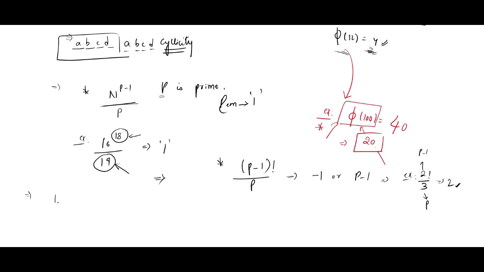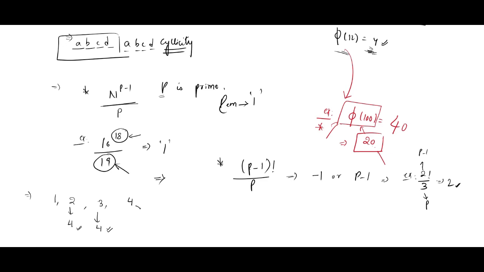So 1 power anything, you'll get 1 only. Here 2 has the cyclicity of 4, means powers repeat for every 4 numbers, for every interval of 4. Try to remember that. Similarly for 3 also, cyclicity is 4 only. For every 4 numbers, the powers will be repeated.